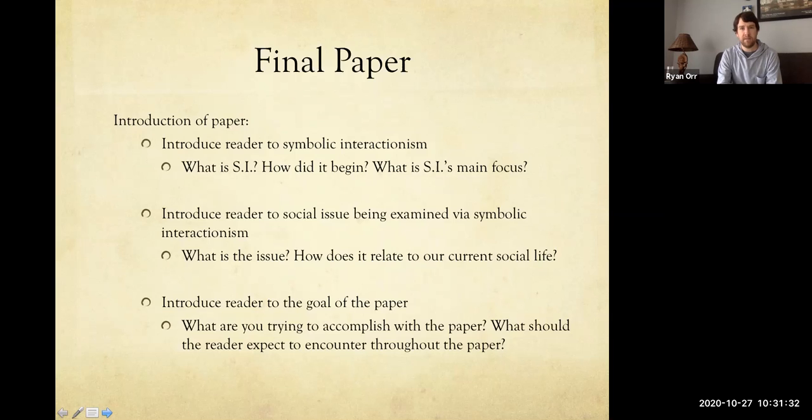So when looking at the second part, introducing the reader to your social issue, you want to explain what the issue is and how it relates to life today. So this is the issue and this is how it exists in our reality today. Just like before, you're answering these questions, and you want to keep in mind that your reader is not fully up to date with this. So they don't know the issue. You have to explain it to them. They don't know about symbolic interactionism. So you have to fully explain what it is to them.